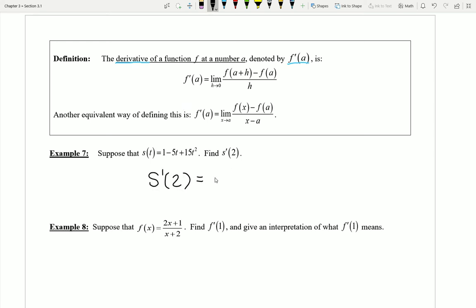So what's amazing here is that when I say find s prime of 2, we know that that means find the limit as h goes to 0 of s of 2 plus h minus s of 2 over h. And actually, we already computed that. We know that that was just 55 miles per hour. And so we don't have to worry about any changes or anything like that. No recalculations need to be done. We can just rely on the facts that we've had before.